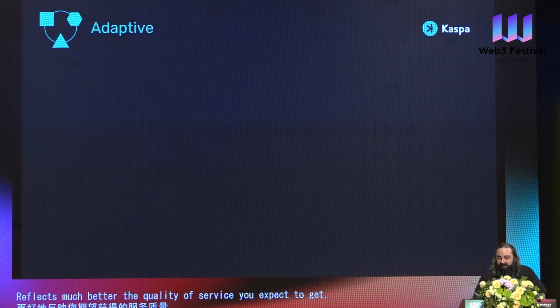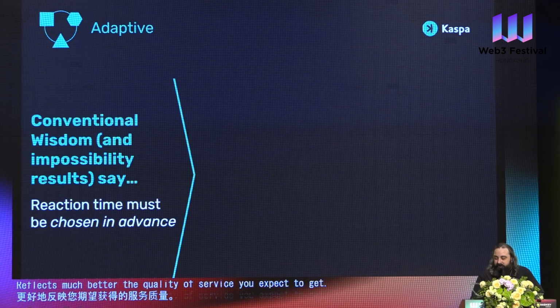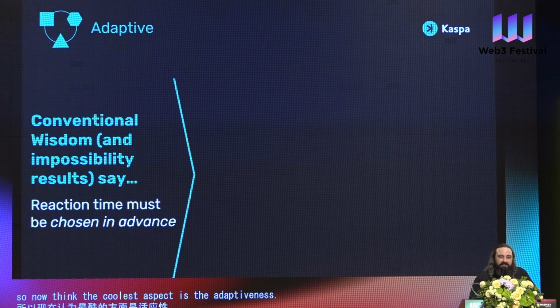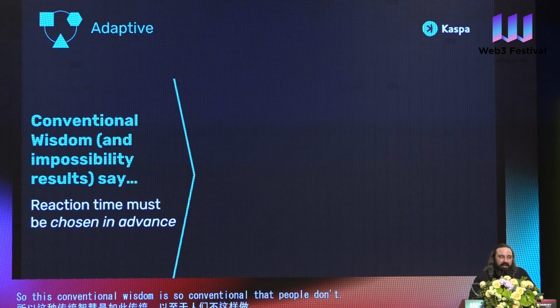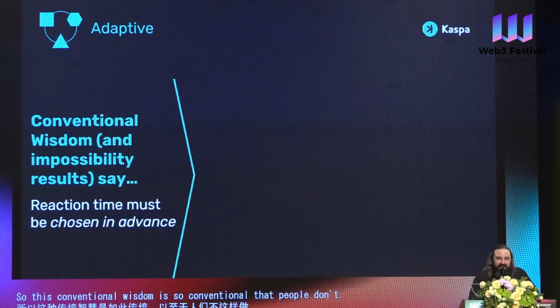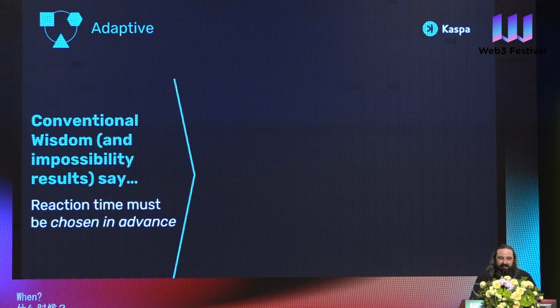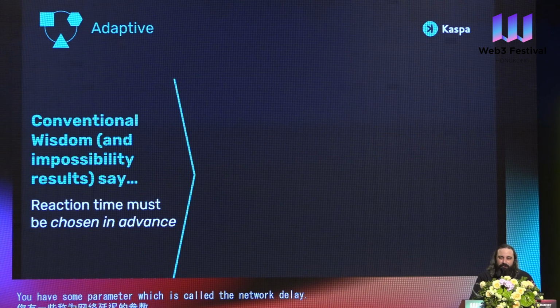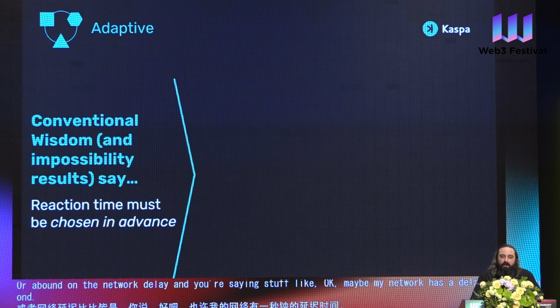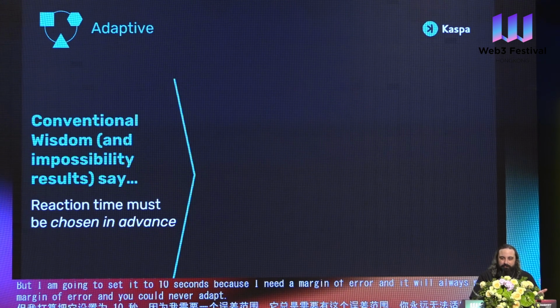Okay, so now I think the coolest aspect is the adaptiveness. So this conventional wisdom is so conventional that a lot of people don't even think to go around it, and there are actually impossibility results that in some models say that it's impossible to be reactive to network conditions. In all protocols that exist today, when you launch the network, you have some parameter, which is called the network delay, or a bound on the network delay, and you're saying stuff like, okay, maybe my network has a delay time of 1 second, but I'm going to set it to 10 seconds because I need a margin of error, and you will always need to have this margin of error, and you could never adapt. The only way to adapt is to do a hard fork and reparameterize the protocol.